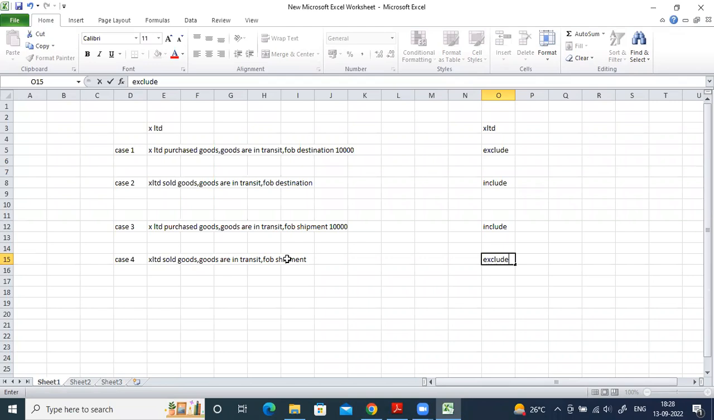So in this case also, X sold the goods and it is FOB shipment. It means the title is transferred to the customer. So that's why in the books of X Limited, we should exclude it. Clear? Yes, sir. If our goods are given to a common carrier, then it is excluded. Exactly. Correct. Compulsory, it will be tested as an MCQ. So if anyone has any query, please let me know on this.